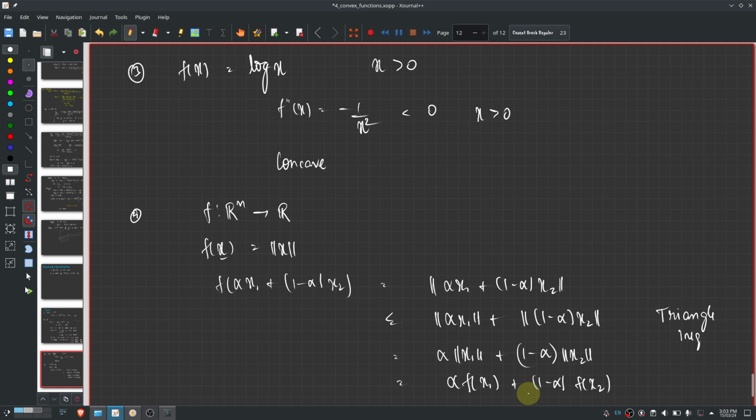Again, the second derivative may or may not exist, right? So for example, if you take the 1 norm, it's the sum of mod x. So let's take something even simpler. f of x is equal to mod of x. How do you prove that this is convex? Can you prove that using the second derivative test? You can't.